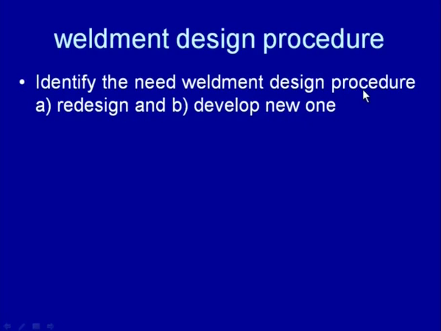And therefore, it becomes important to look into the step by step approach for designing the weld joint. The procedural steps required for designing the weld joint include the identification of the need for designing the weld joint. It means, what is the need for designing a particular joint; whether the case is related to the redesigning of a weld joint due to the failure history of a particular existing joint, or an entirely new joint is to be developed.